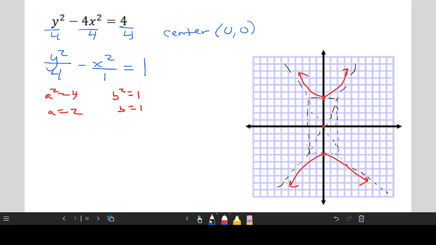All right, and if we want the equations of the asymptotes, again, they pass through the origin, so that's our y-intercept, and we go up 2 and to the right 1, so a slope of 2 for this line and a slope of -2 for the other one. And so we have y equals 2x and y equals -2x for our asymptotes again.